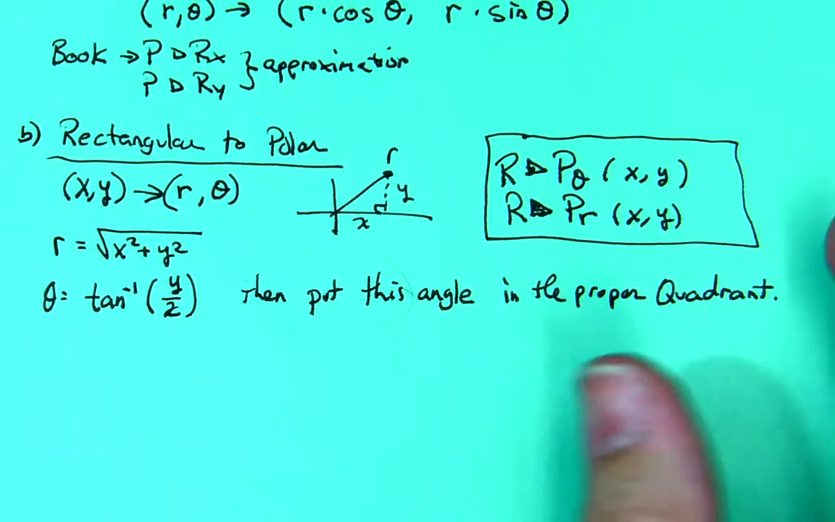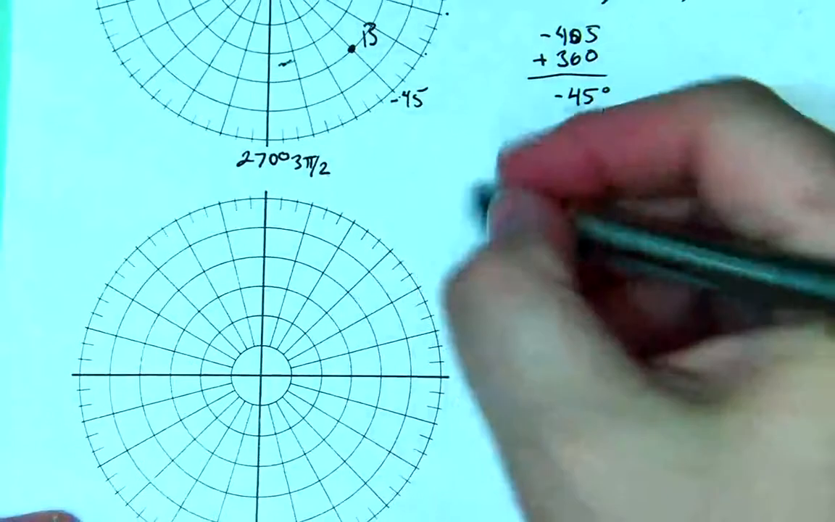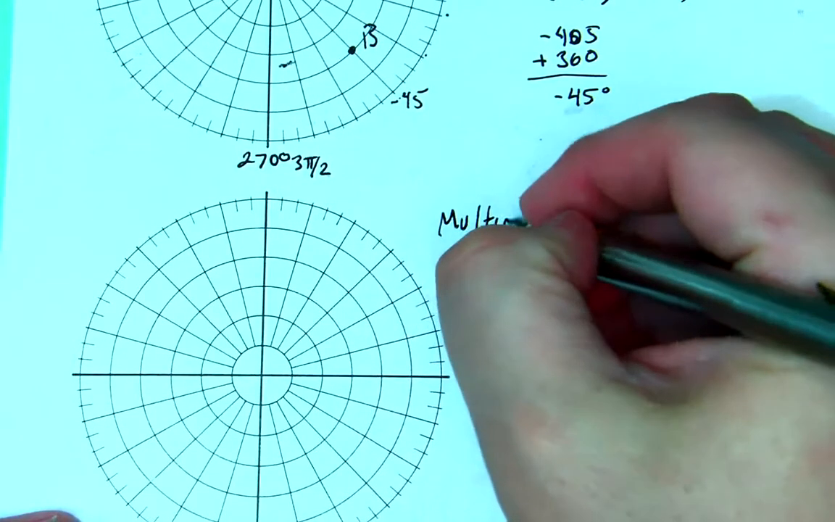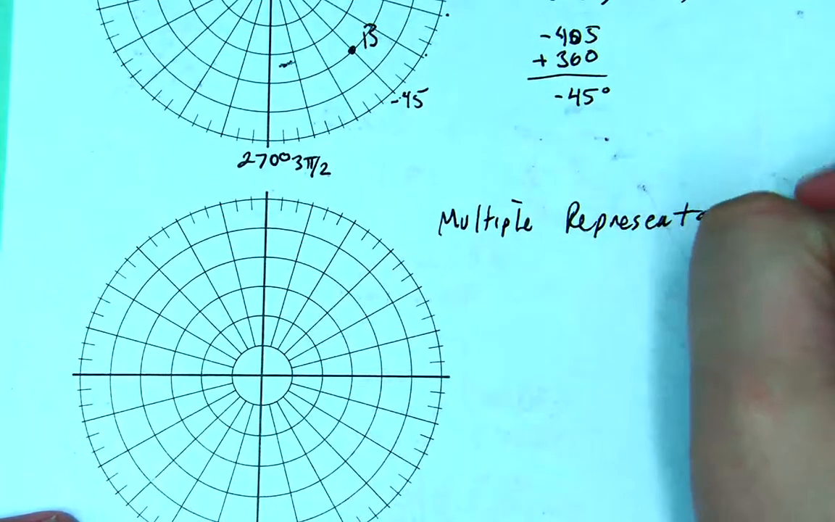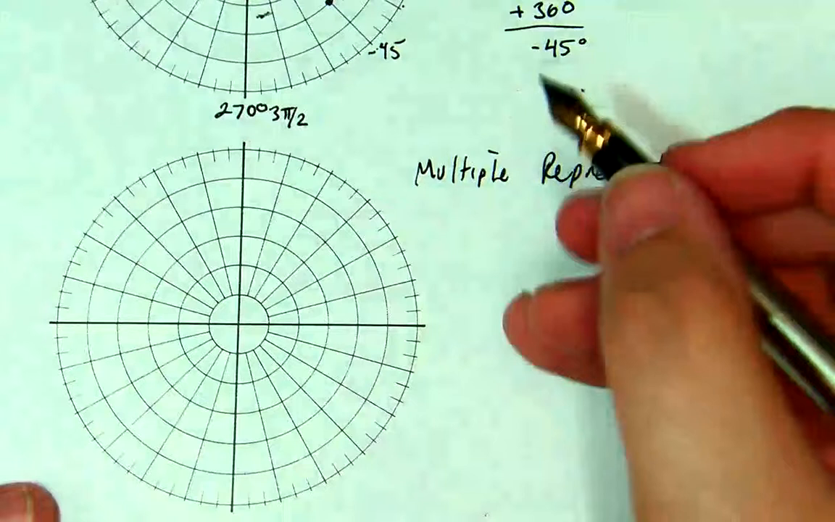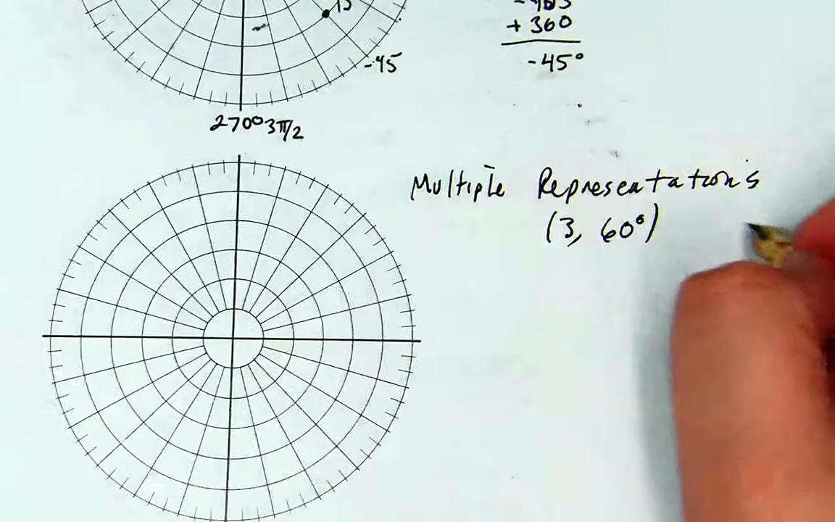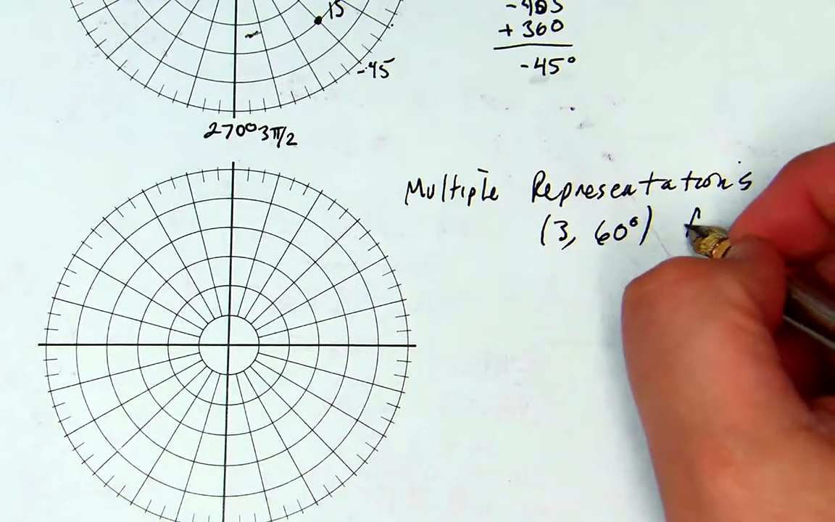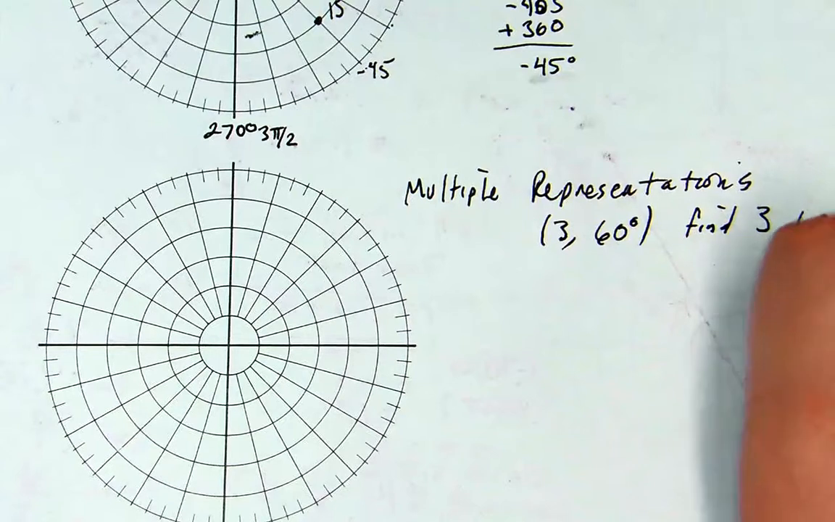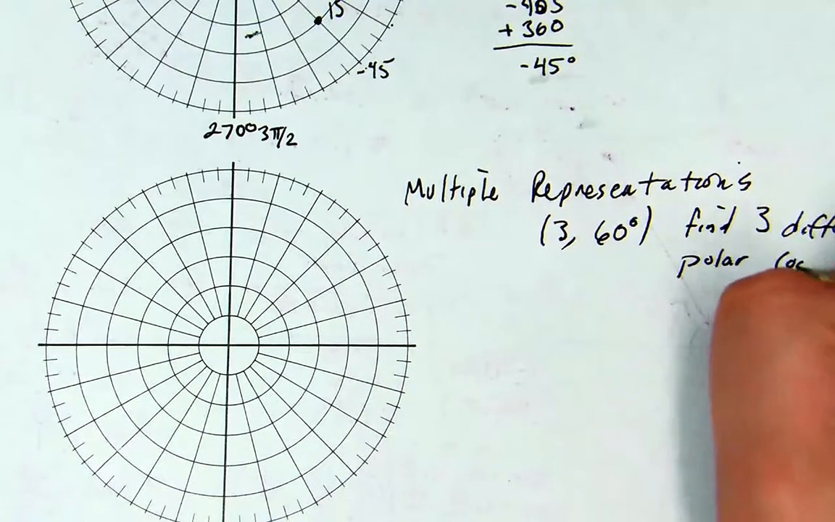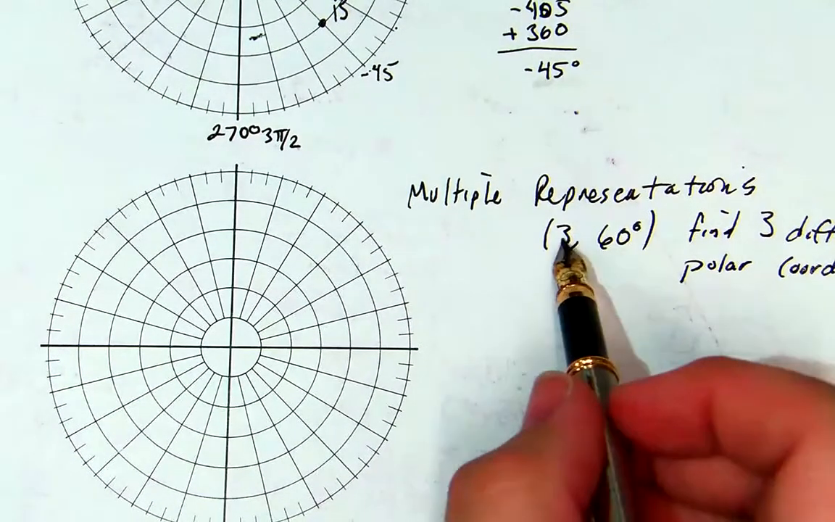Now, multiple representations of a point. This would be, for example, I might give you the point 3, 60 degrees, and find 3 different polar coordinates. So let's first off plot 3, 60.